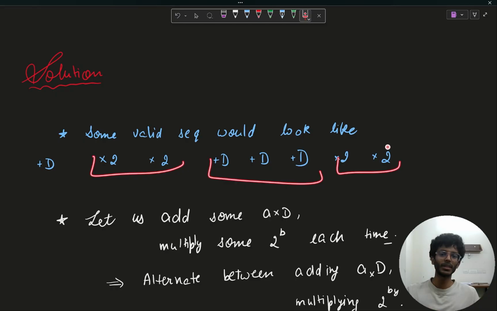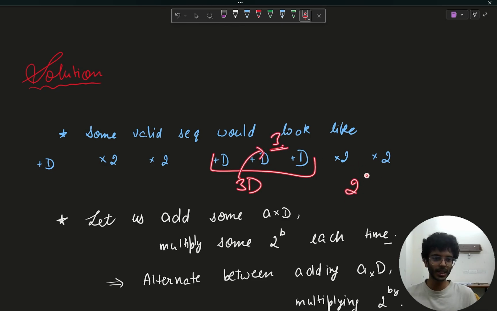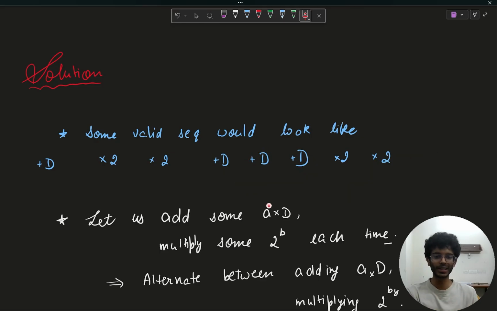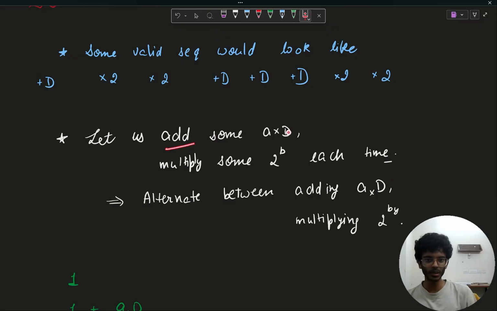Instead of doing it repetitively, we can merge them and say that we added d 3 times with a cost of 3, or we multiplied by 2 squared with a cost of 2, or if there was another 2, we multiplied by 2 cubed with a cost of 3. That is pretty much the same thing, just modified slightly. So whenever we are adding, we'll be adding a times d, and whenever we are multiplying, we'll multiply with 2 raised to the power b. So how does this help us?